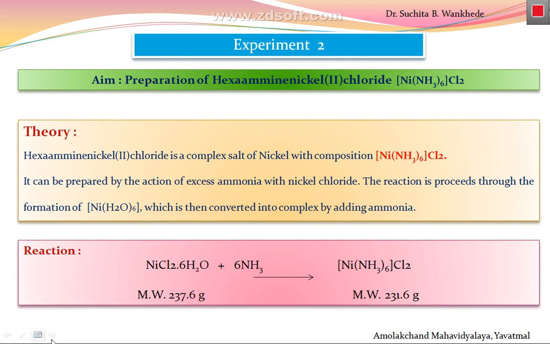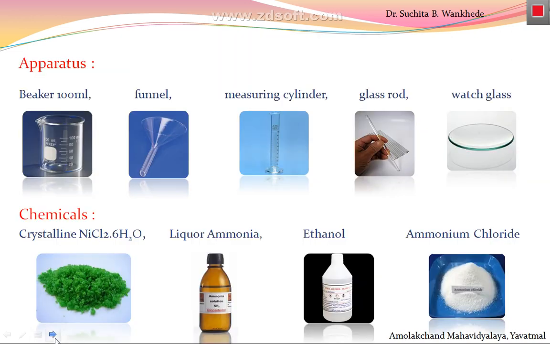Now, the apparatus which we use during the practical are a 100 ml beaker, funnel, measuring cylinder, glass rod, and watch glass. The chemicals used are crystalline nickel chloride hexahydrate, liquid ammonia, ethanol and ammonium chloride.